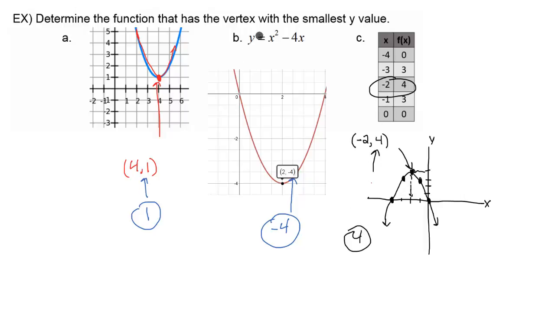And our question was asking for the smallest y value, which ended up being negative 4. So our answer is going to be B here.